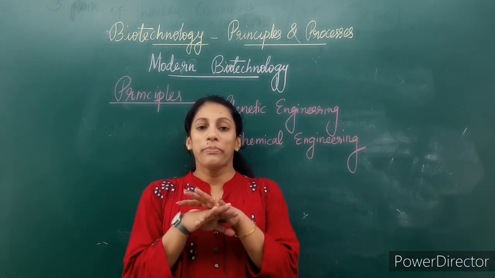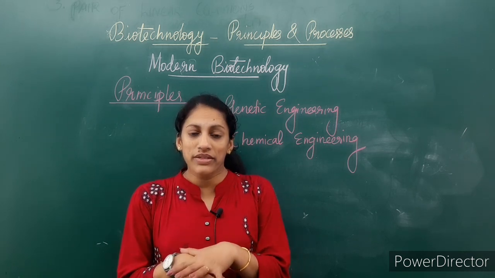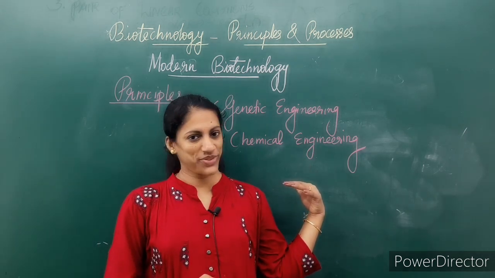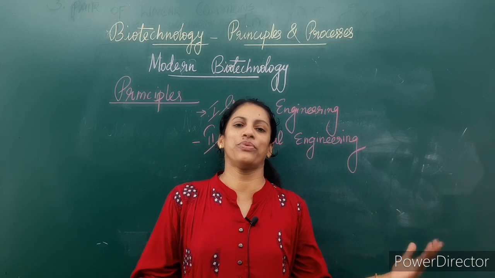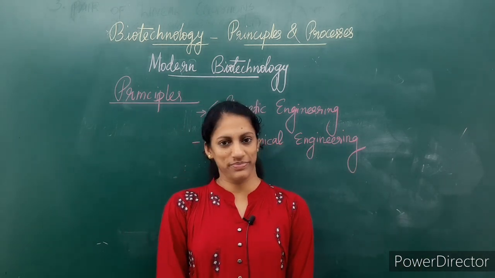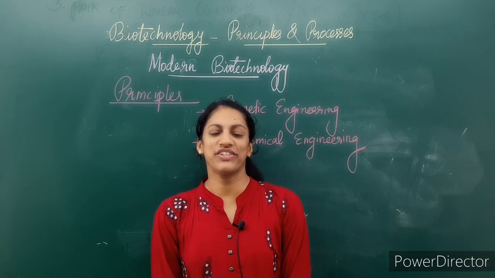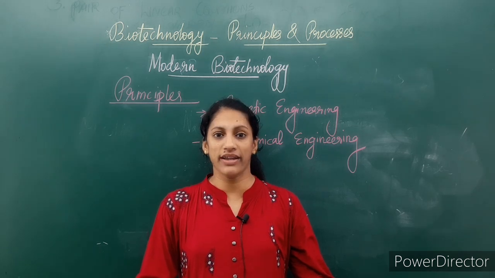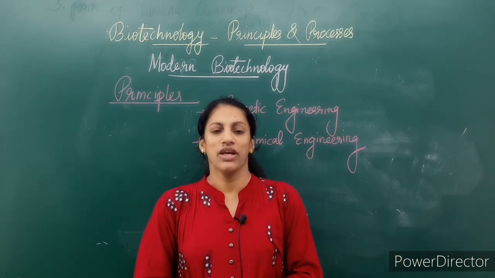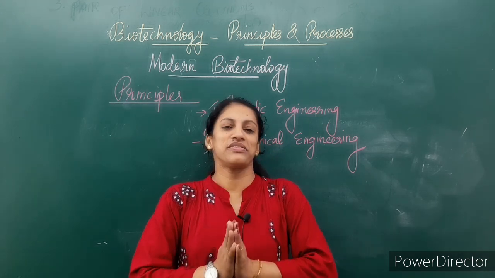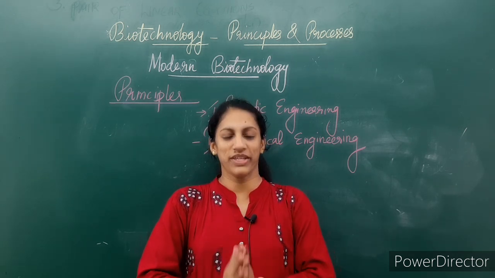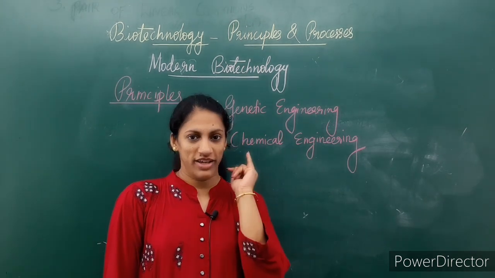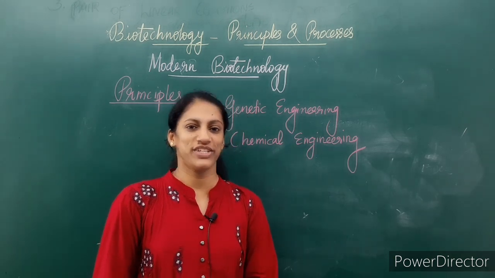When we make a better ambience for genetically modified organisms, that comes under chemical engineering. Developing a better ambience for genetically engineered organisms, that is what is called chemical engineering. If these two areas are very well planned and executed, there is 100% success in biotechnology applications. So the two major principles of biotechnology include genetic engineering and chemical engineering.